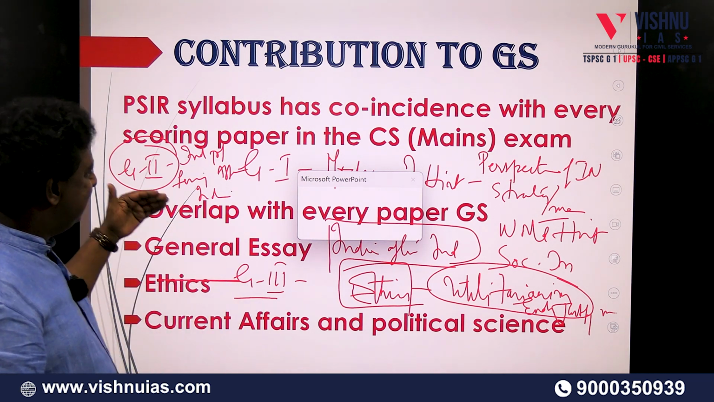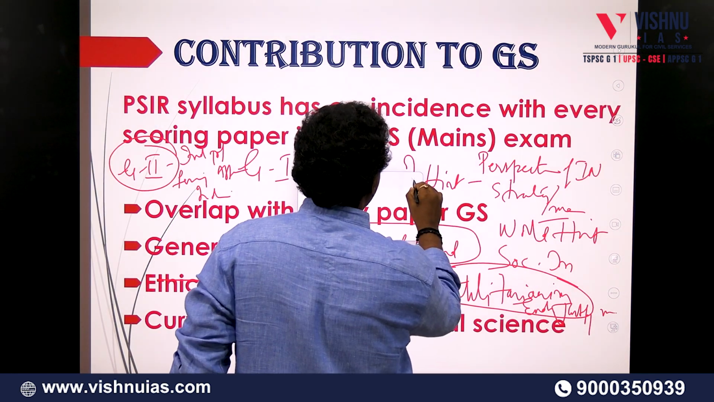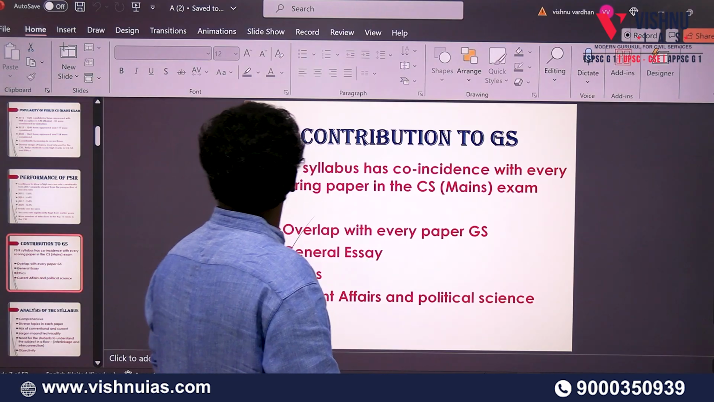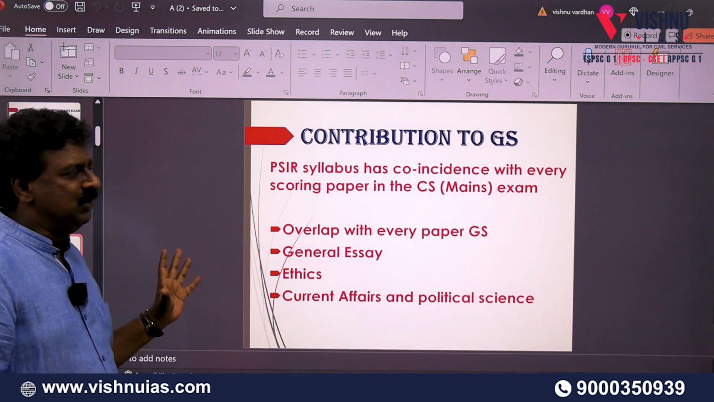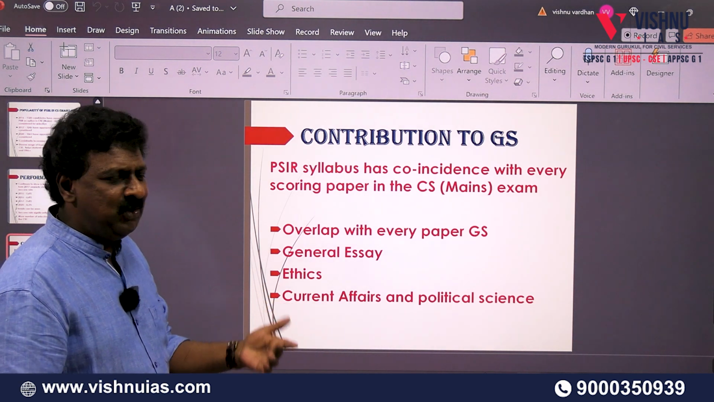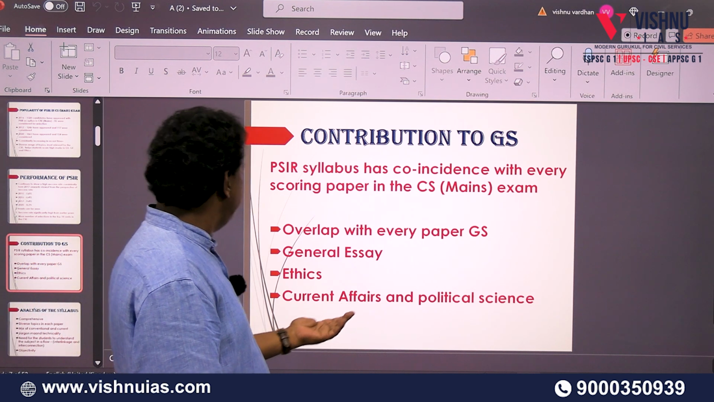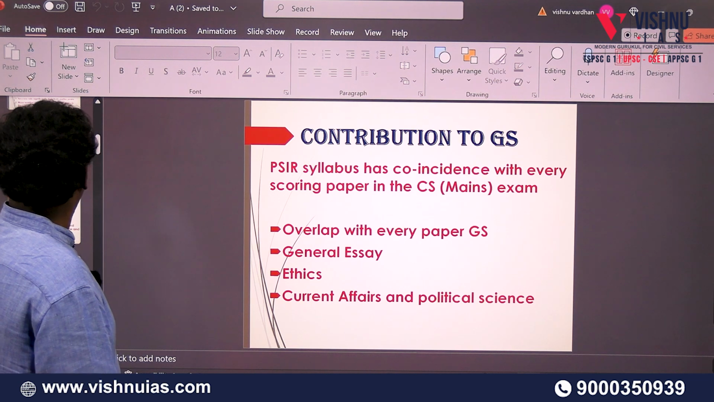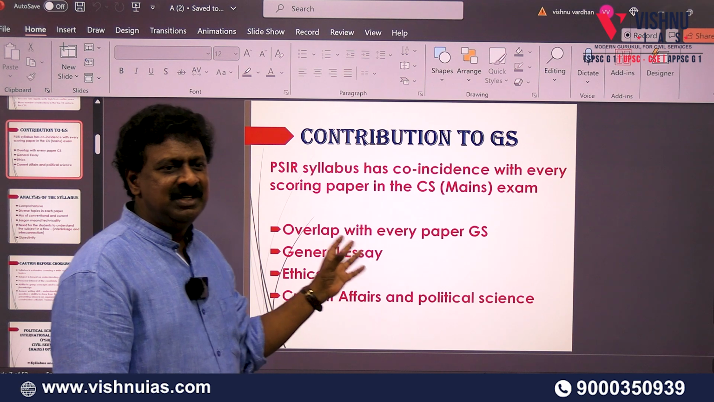Okay, so in GS, in general essay, in all these segments you have topics related to the political science syllabus. Political science helps in general essay, it helps in ethics, and of course, as I told you, political science has a lot of current content. It complements as well as is complemented by current affairs. So this is how political science is able to help you so much in your preparation.